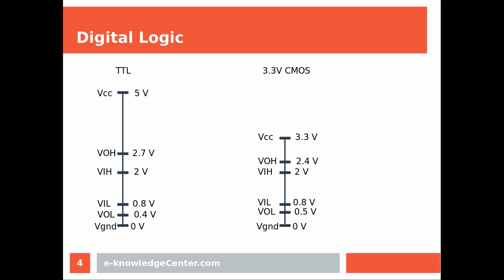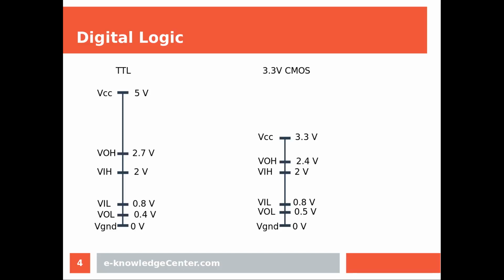And the last level is VOL. VOL is the maximum output voltage level that a device will provide for the low level signal. VOL for TTL is 0.4 volts, and for CMOS it is 0.5 volts.